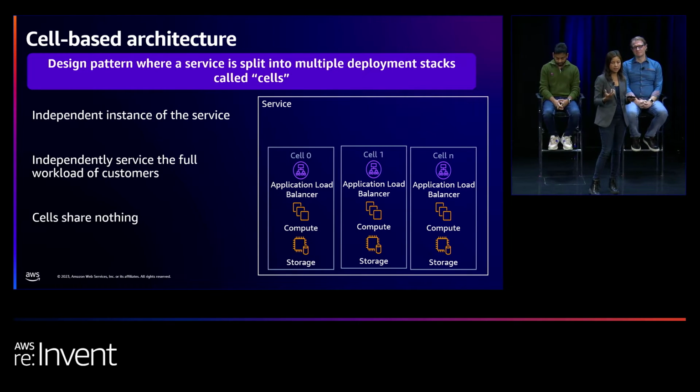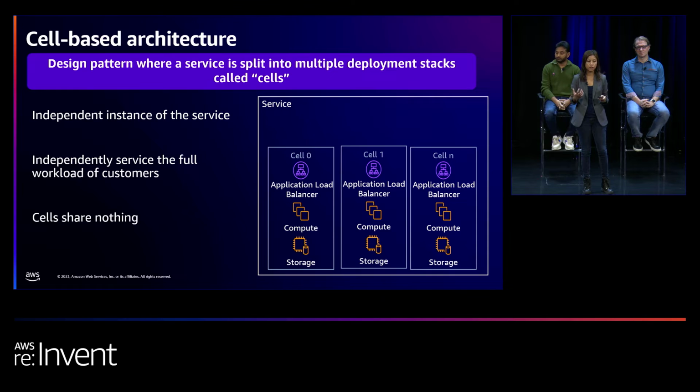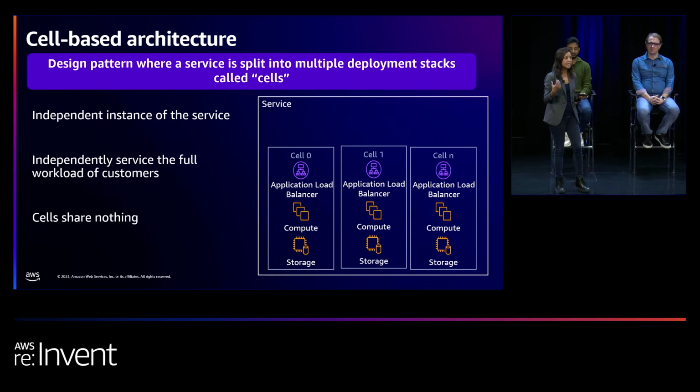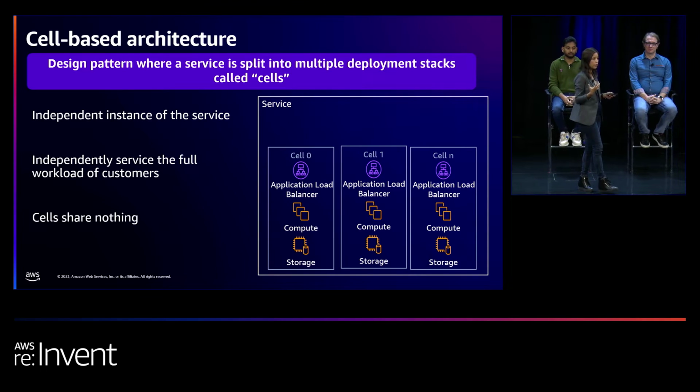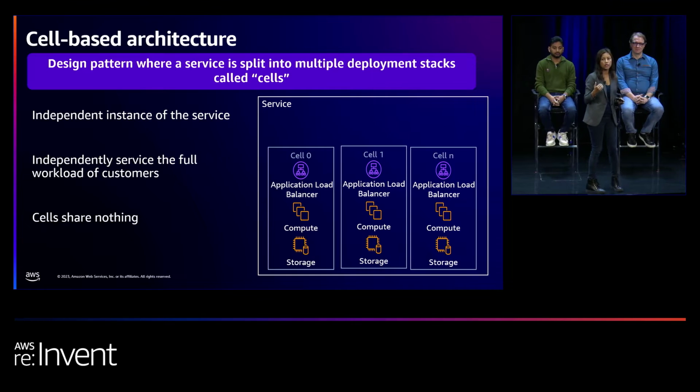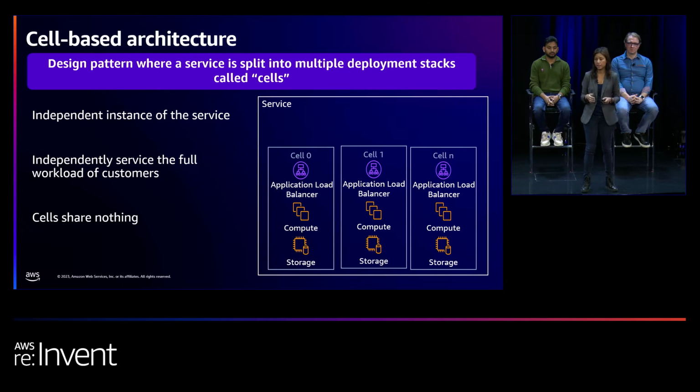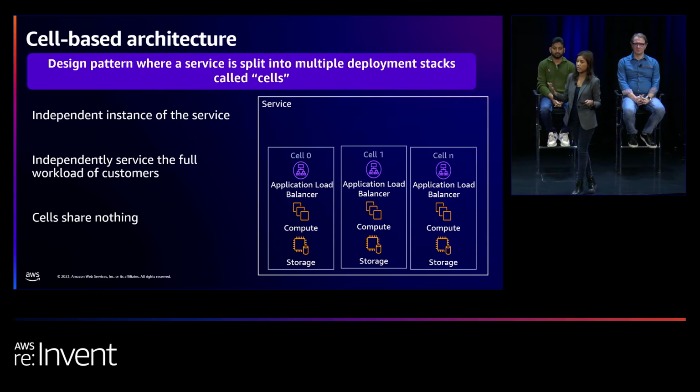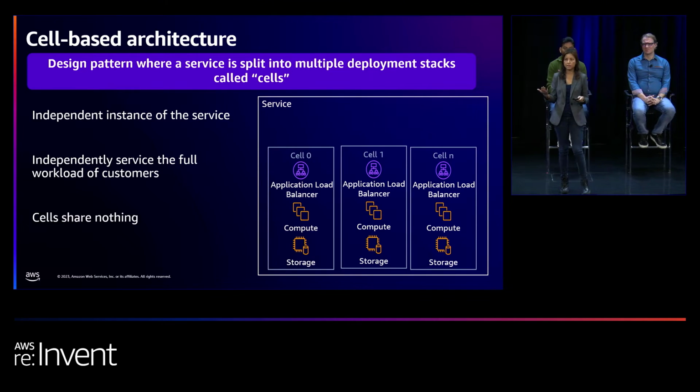So you have cells. Cells are a design pattern where a service is split into multiple deployment stacks called cells. They are independent instances of their own, and they can independently service the full workload of customers. One important thing to note is that cells share nothing. So if we have 3 cells, in this case cell 0, cell 1, and cell 2, it's very important that cell 0 and cell 1 do not share any data. The reason behind that is if there's any data that cell 1 needs, and if cell 0 is impaired, then cell 1 would be impaired too.